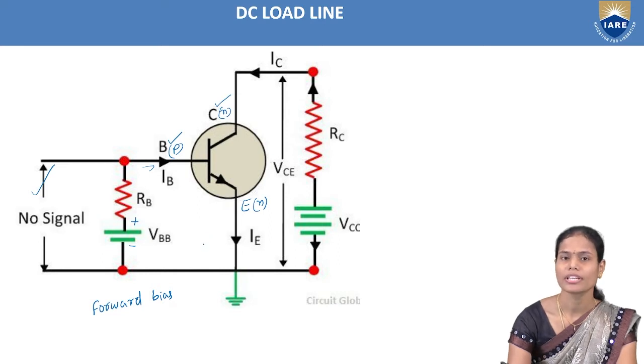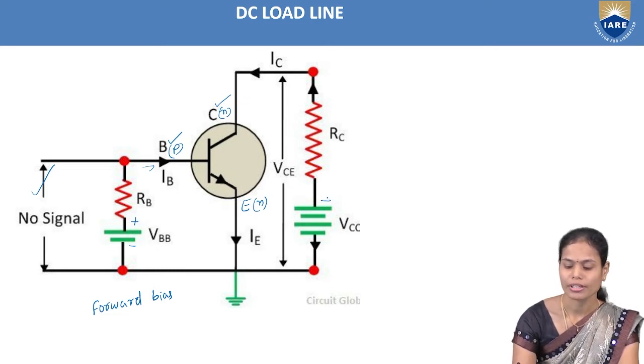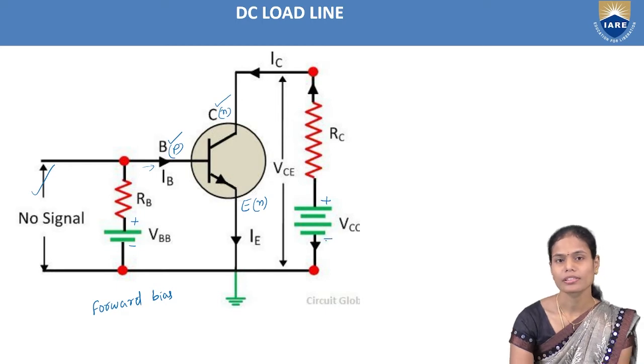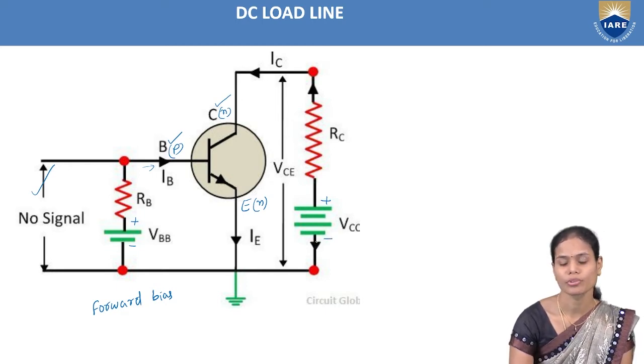Similarly, we have to make the output junction reverse biased here. To make the output junction reverse biased, I need to consider the collector and emitter terminals of the output port here. Our collector terminal is the N type semiconductor material. For this N type material, we are connecting the positive terminal of the battery, and for the emitter terminal, the negative terminal of the battery. That is nothing but providing the opposite polarity to the material, so that we can say this output port is reverse biased.